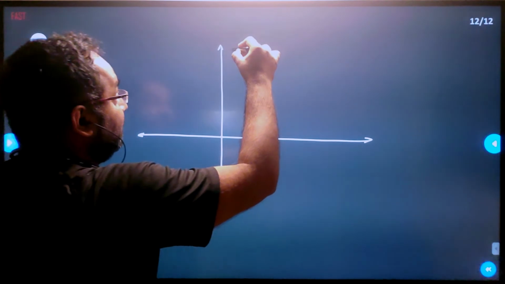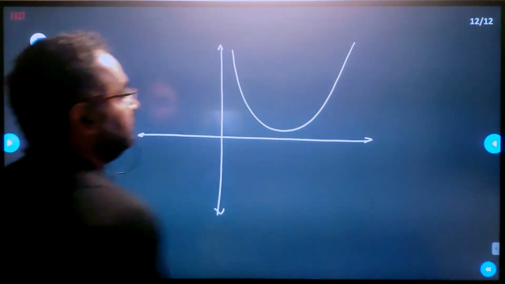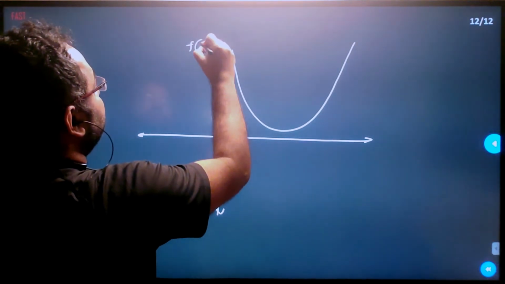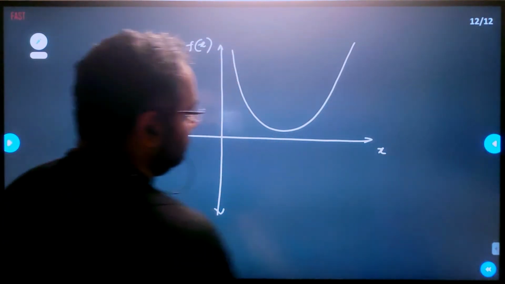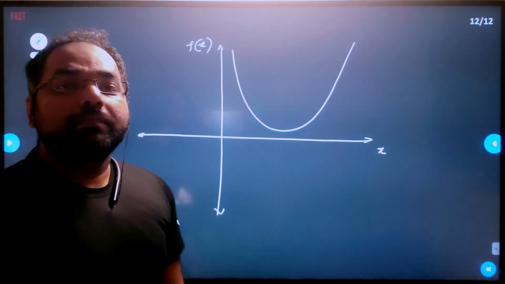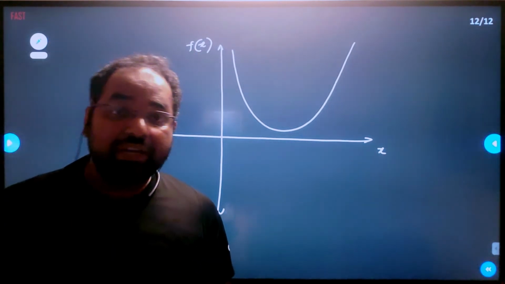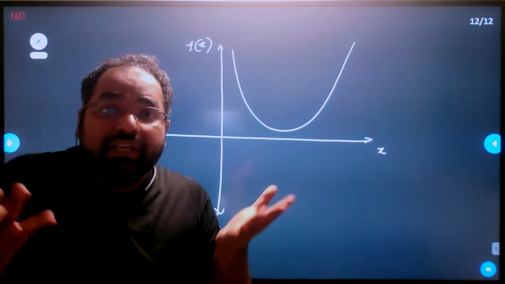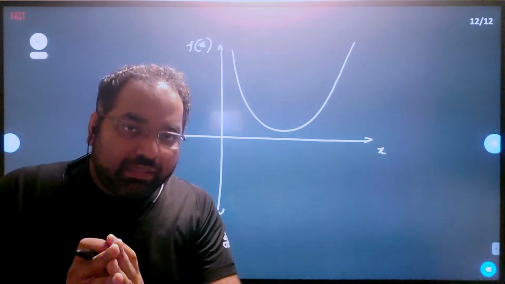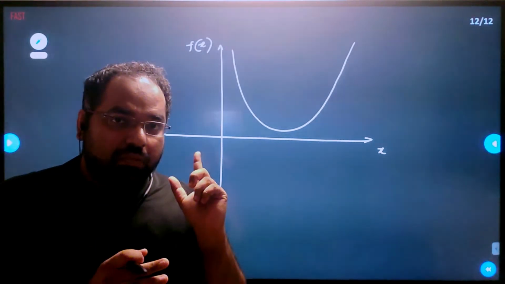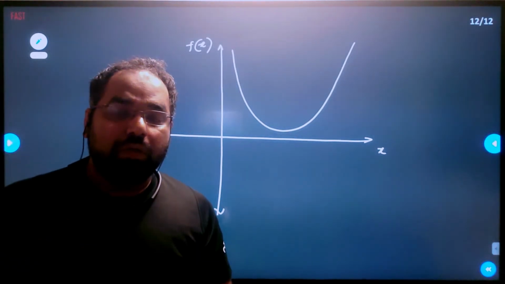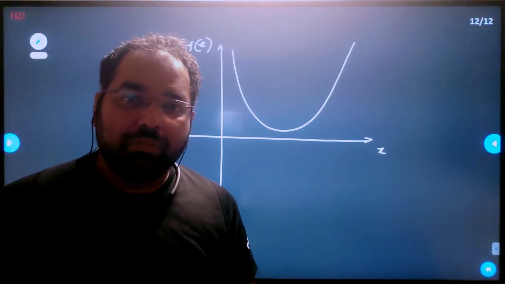What if I have a graph like this? Okay? Let's assume this is f of x. This is x. I have a graph like this. Very, very interesting. Some of you might have already guessed what it is. Some of you might be still wondering what is going on. Think about it. This still is a parabola for me. It is. See the shape, it's still a parabola. So it is still a quadratic polynomial for me.